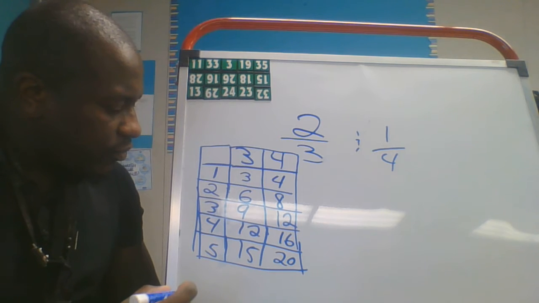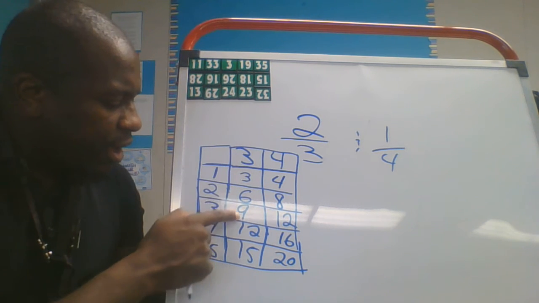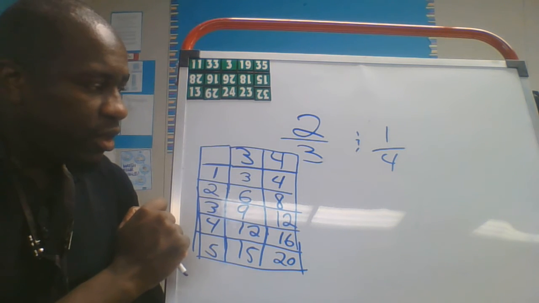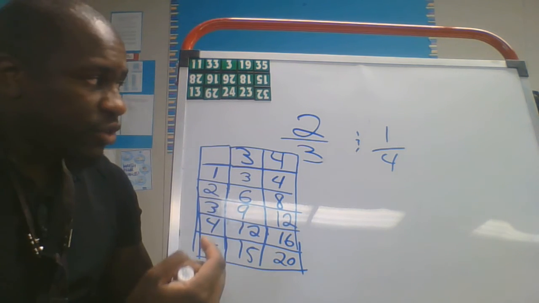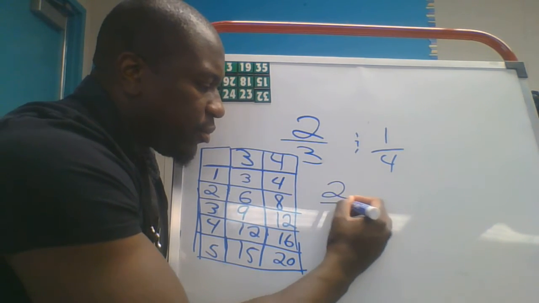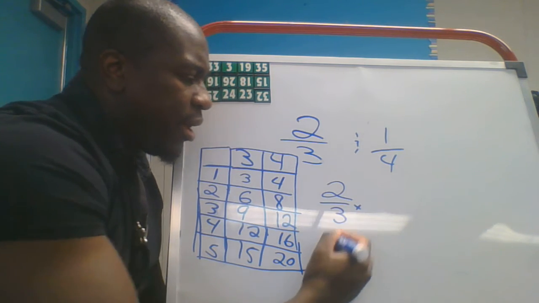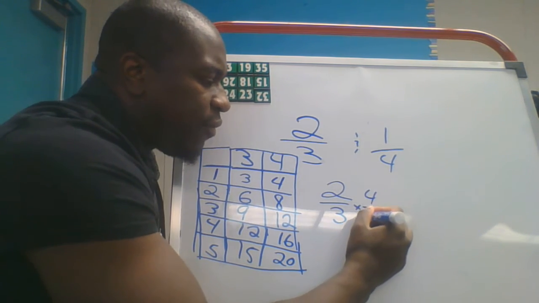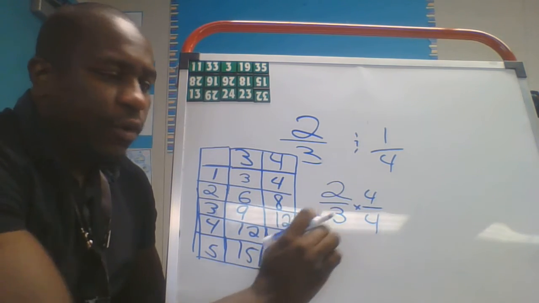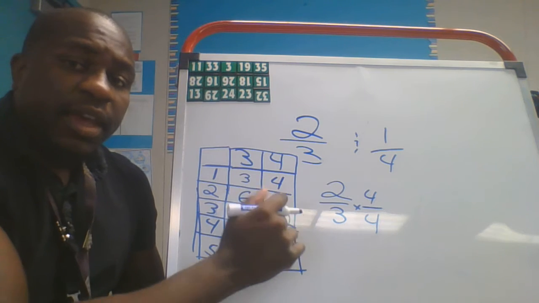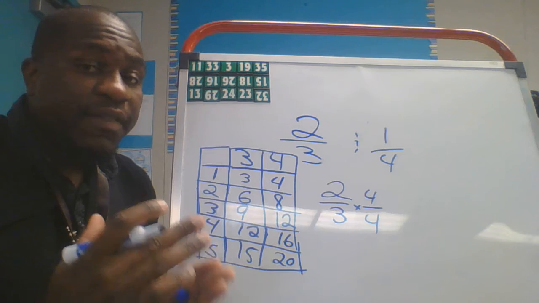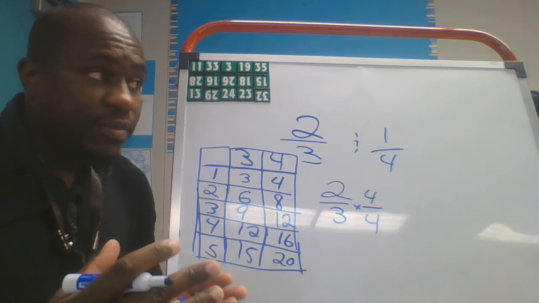So now, in order to turn our 3 into a 12, we had to multiply our 3 by 4, right? 3 times 4 gave us 12. So what you're going to do is take this 2 over 3, and you're going to multiply it by 4 over 4, okay? Not just by 4. You want to do 4 over 4, because 4 over 4 is the same thing as 1. So we're changing the way it looks, but we're not changing the value. We're creating an equivalent fraction, okay?